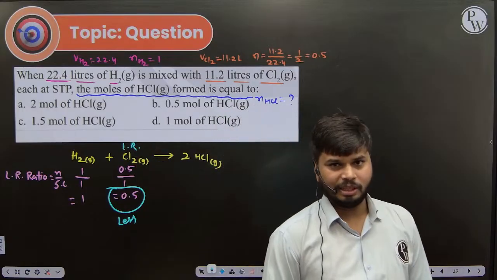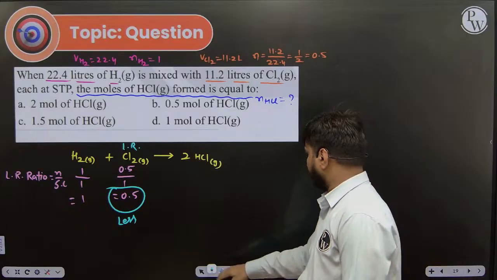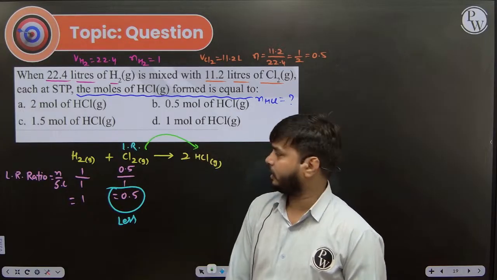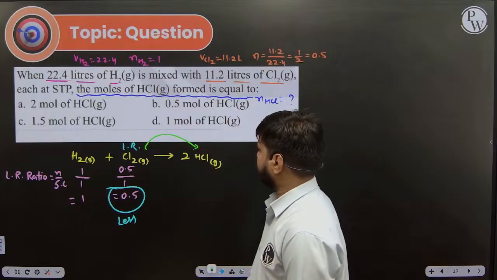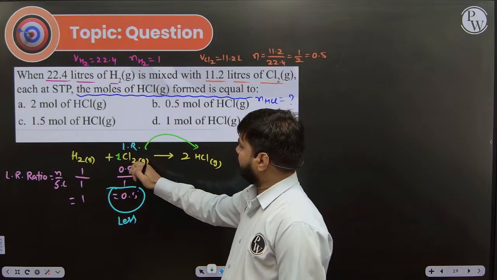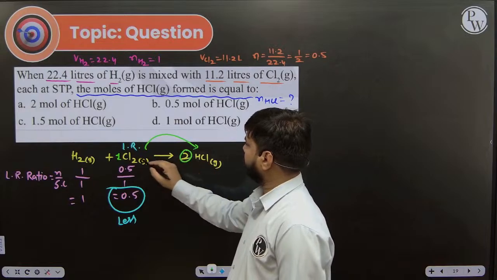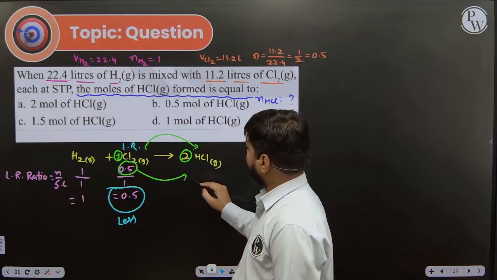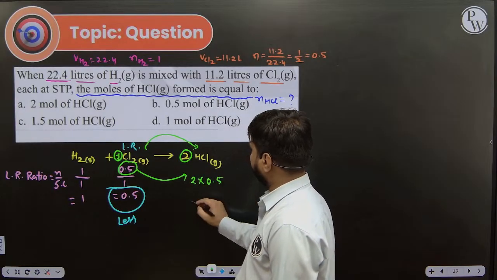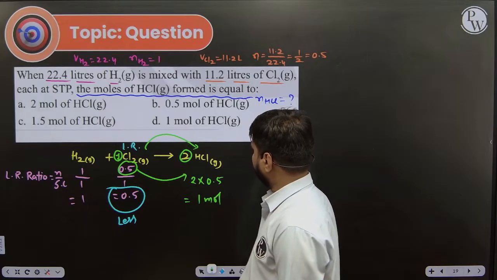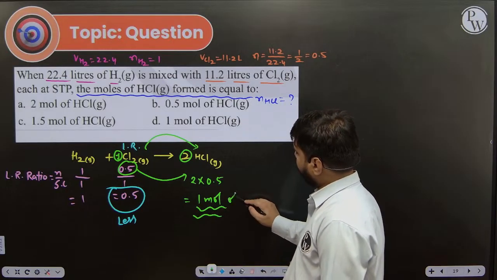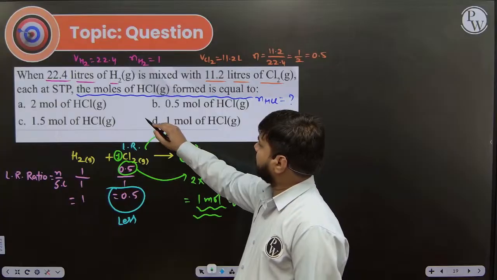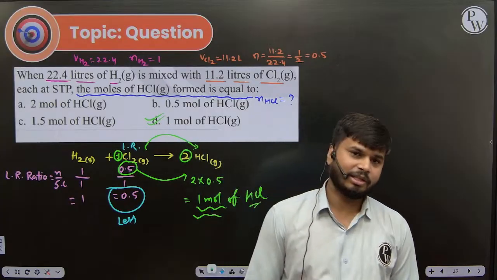Cl2 is going to be our limiting reagent, and as I told you, the limiting reagent will decide the amount of production. Okay, so let's discuss about this. Now look, from the stoichiometry you can see 1 mole of Cl2 is producing 2 moles. So 0.5 moles will be producing 2 into 0.5, which is equal to 1 mole. So there will be the production of 1 mole of HCl. Okay. So answer is option number D.